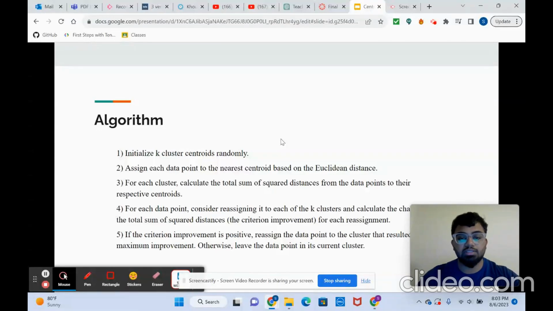For reassignment, this is called the criterion for improvement. And if the criterion for improvement is positive, then we reassign the data point to the cluster which resulted in maximum improvement. Otherwise, we leave the data point as it is. So points 3 to 5 are repeated until there are no further changes in the assignments of the clusters.